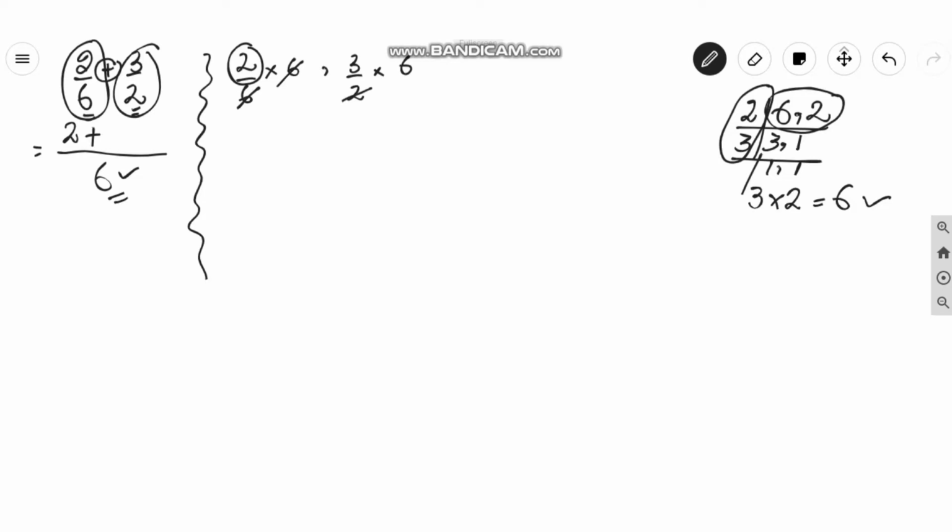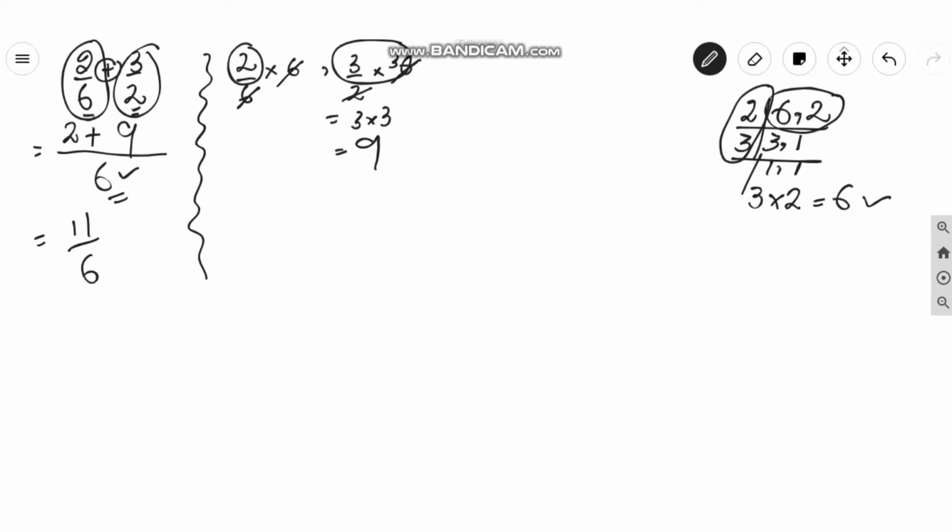Now you can see 2 divides 6 as 2, 3 is the 6. Now the numbers remaining here are 3 multiply 3, 3 multiply 3, it becomes 9. So write here 9. 9 plus 2, it will become 11 by 6.